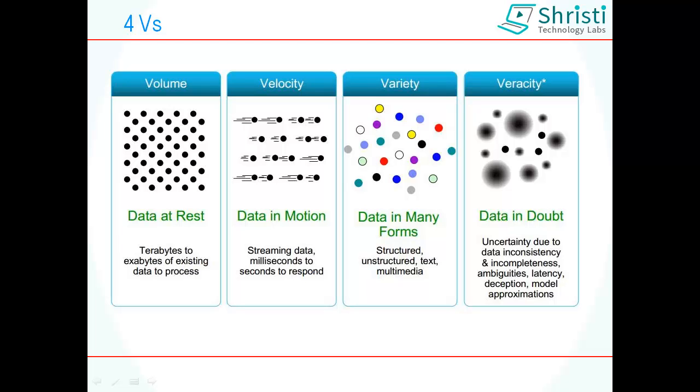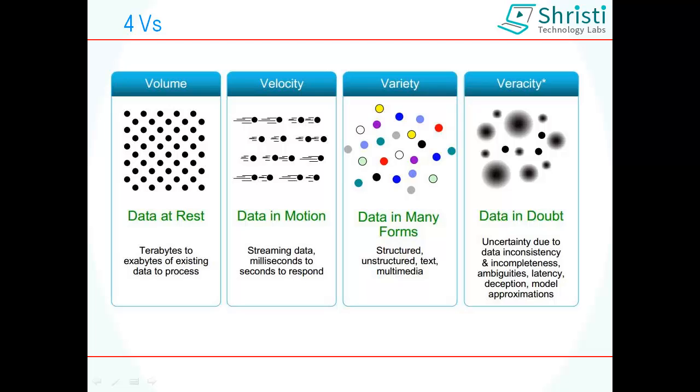Forget about it. Let's move on to something called the 4 V's they talk about in terms of big data. So data at rest, that means a huge amount of data sitting there, and also a lot of data getting generated. This you understand, right?